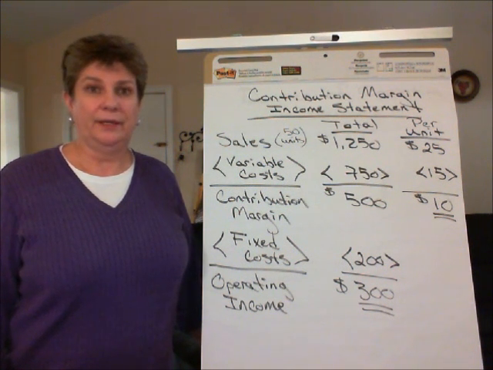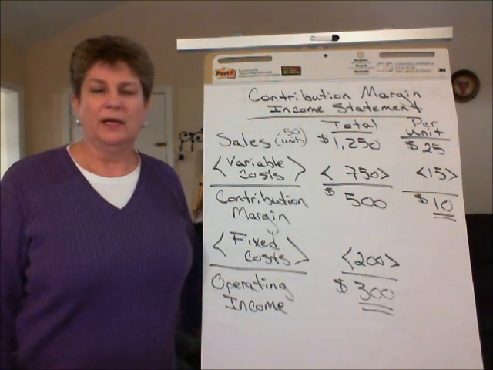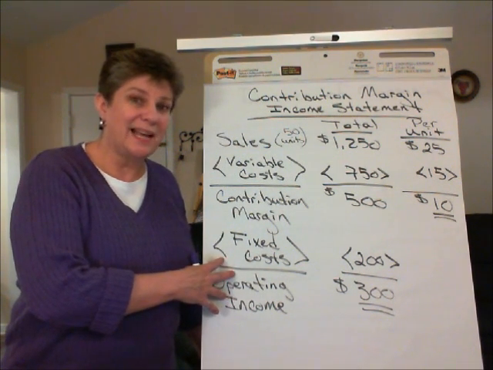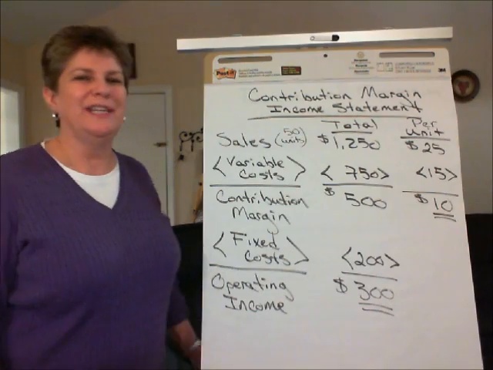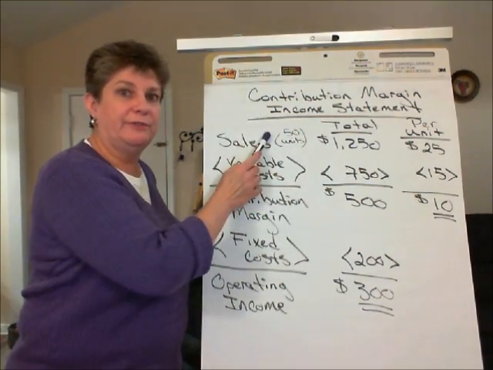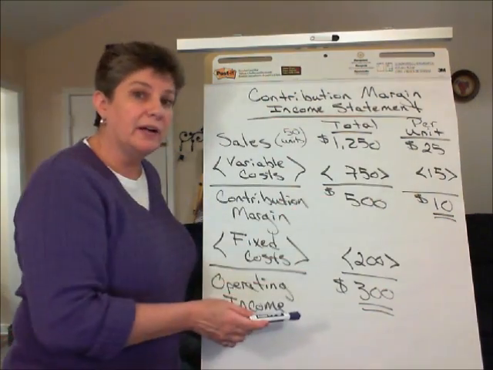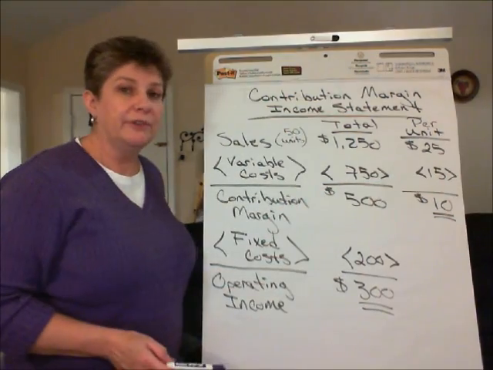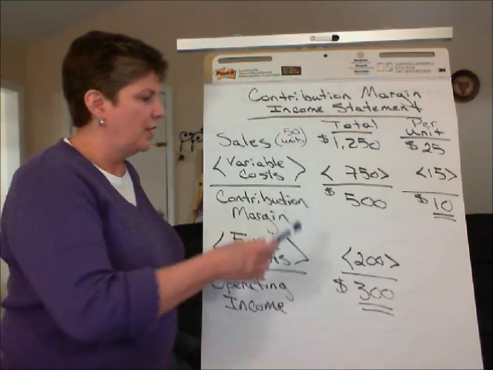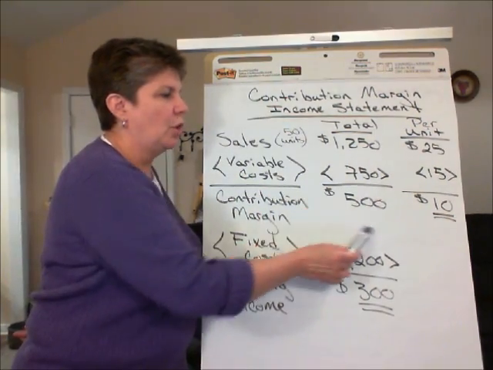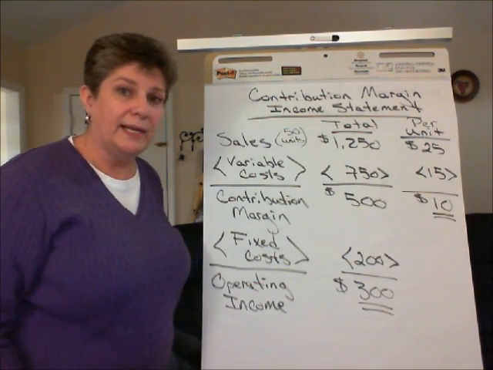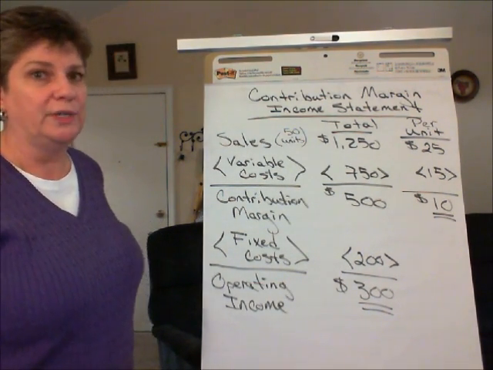Managerial accounting, degree of operating leverage. Now, once again, we're looking at our second contribution margin income statement, where at the current level of sales, 50 units, a price of $25, variable cost of $15 per unit, and fixed cost of $200, we currently have a contribution margin in total of $500 and operating income of $300.